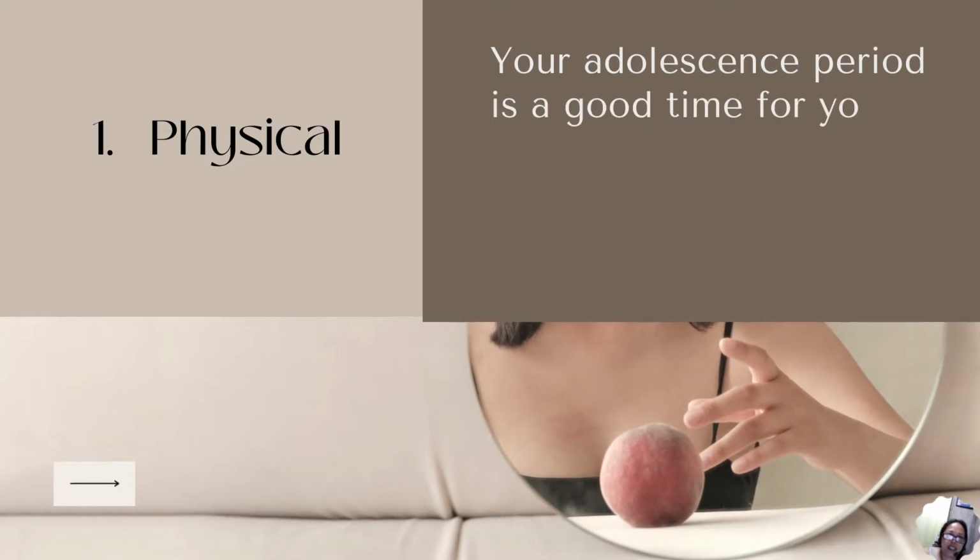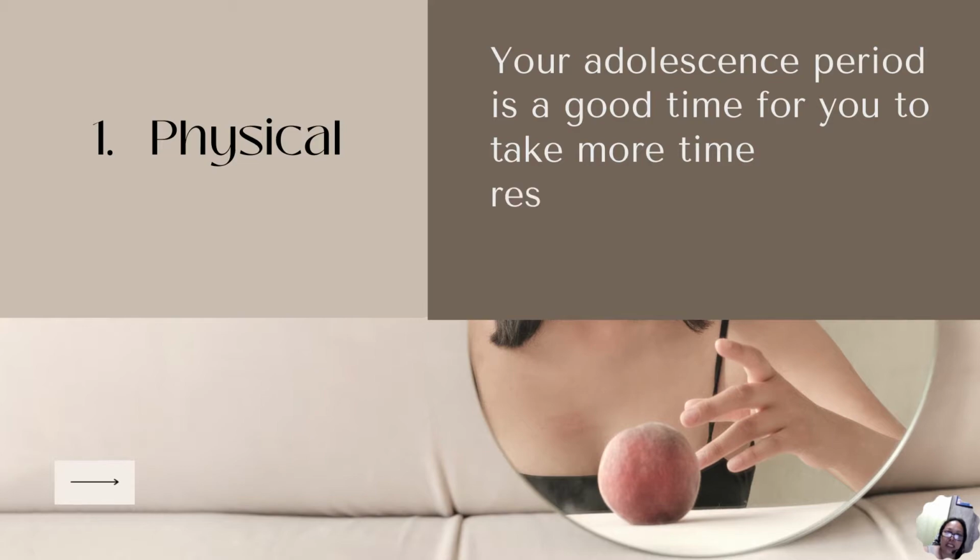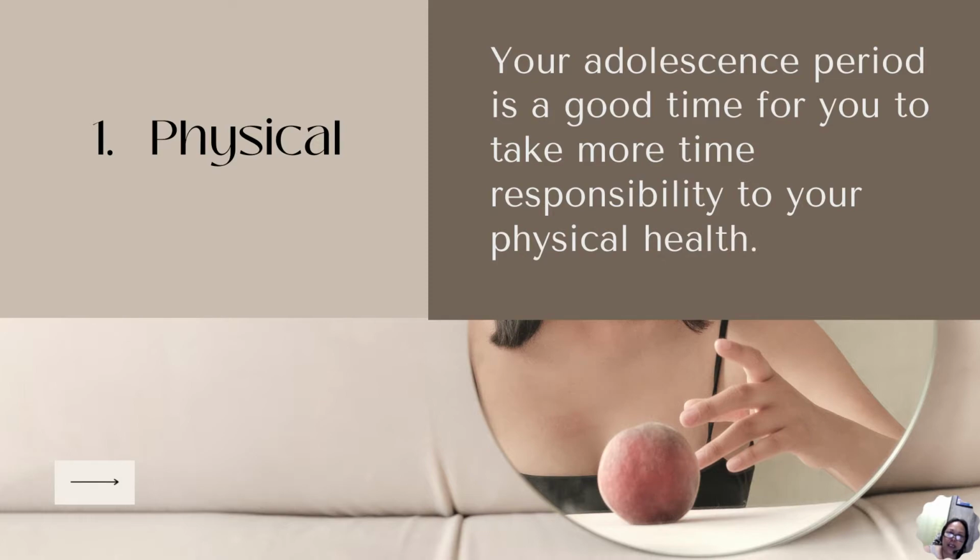Your adolescent period is a good time for you to take more responsibility for your physical health. You can learn to make healthy food choices, be active, and engage in your own health care. It is highly recommended that you have at least 60 minutes of physical activity each day. Support from family and friends will help increase your physical activity as an adolescent. In addition, learning healthy habits like drinking enough water and eating enough fruits and vegetables is important to maintain your good nutrition.